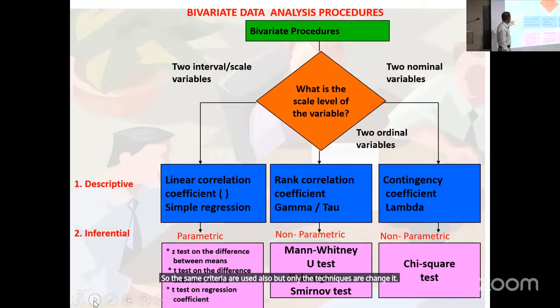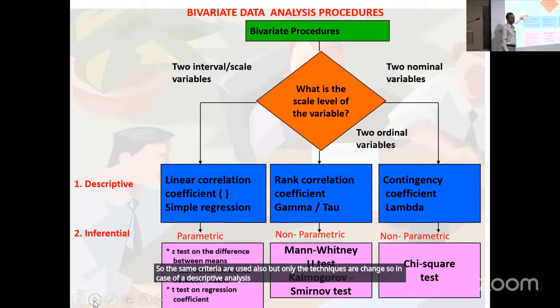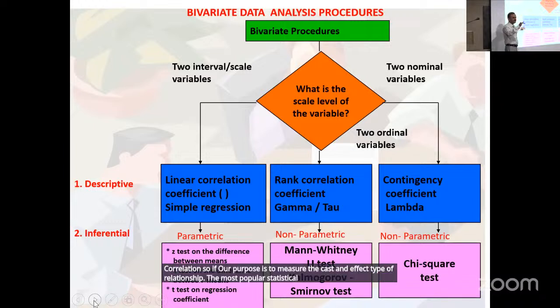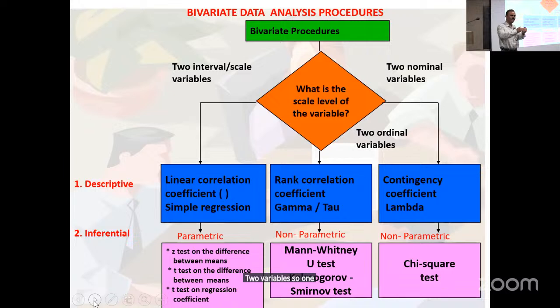In case of a descriptive analysis for two variables, if our purpose is to measure the relationship, as all of us know, if the variables are quantitative, interval or scale variables, the most popular measure is the linear correlation coefficient, that is the Karl Pearson coefficient of correlation. If our purpose is to measure the cause and effect type of relationship, the most popular statistical tool till date to measure causality is regression analysis, and that is simple regression here because we have only two variables, so one influences the other variable.